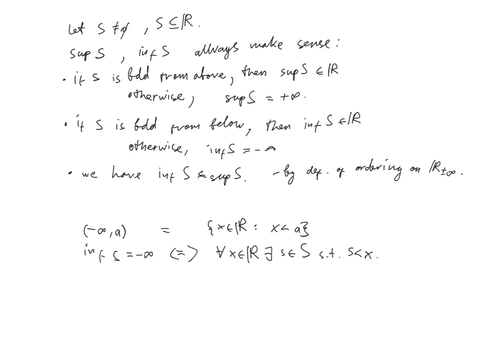Let's consider an example of an argument manipulating with these newly introduced symbols. So let A, B be two subsets of the set of real numbers, both non-empty. So A is not equal to the empty set and B is not equal to the empty set.